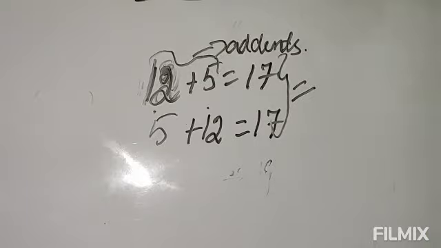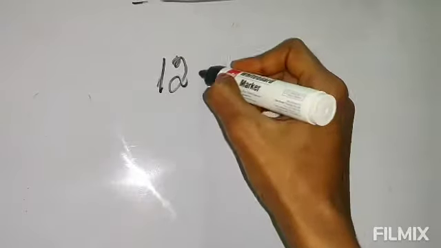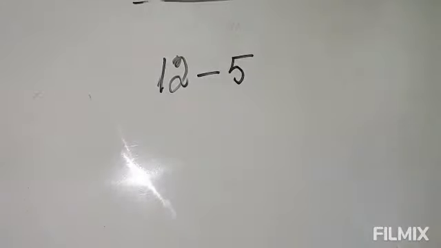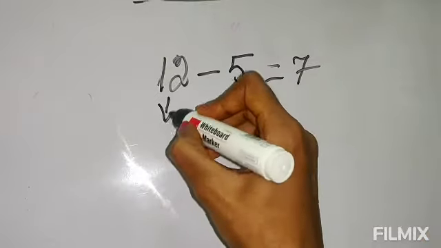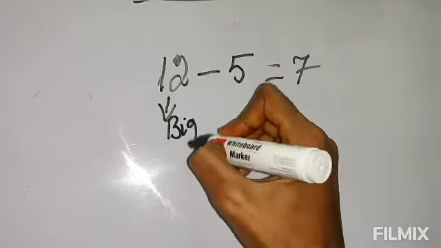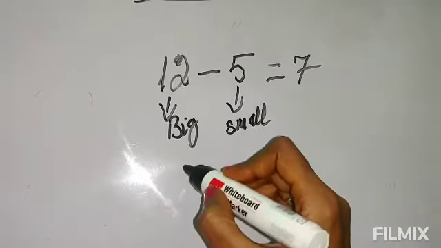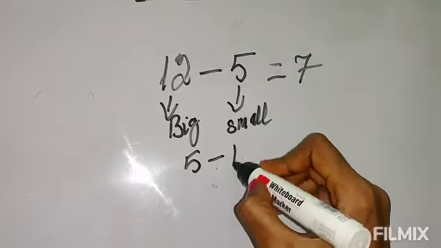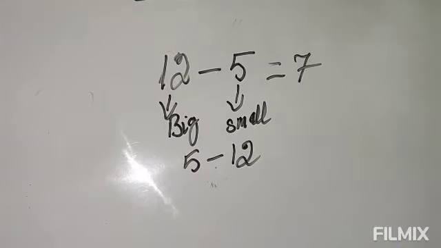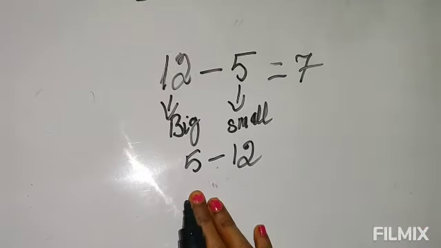But let's take the subtraction. Same numbers, 12 and 5. If you minus, 12 is a bigger number, 5 is a smaller number. If you minus, you will get 7. So here this is the big number and 5 is a small number. But now you change and minus. The smaller number you write first and the bigger number second. You cannot minus because 5 is small, 12 is big. You cannot minus the big number from the small number.